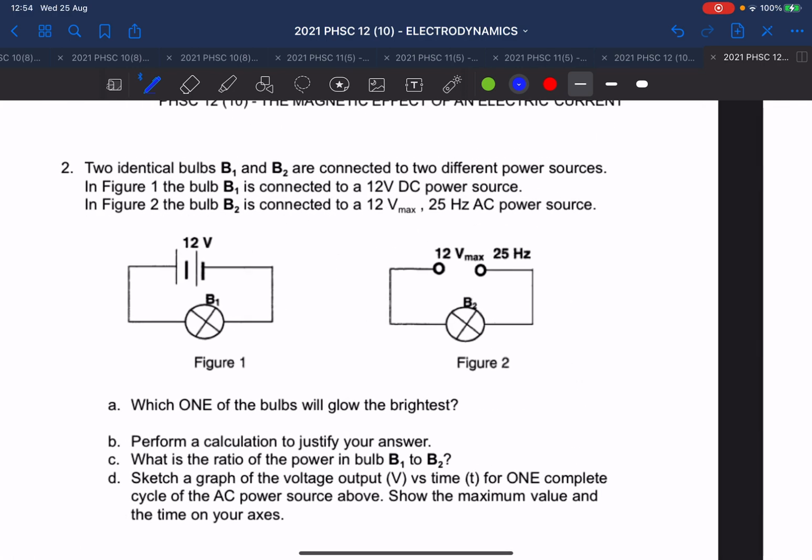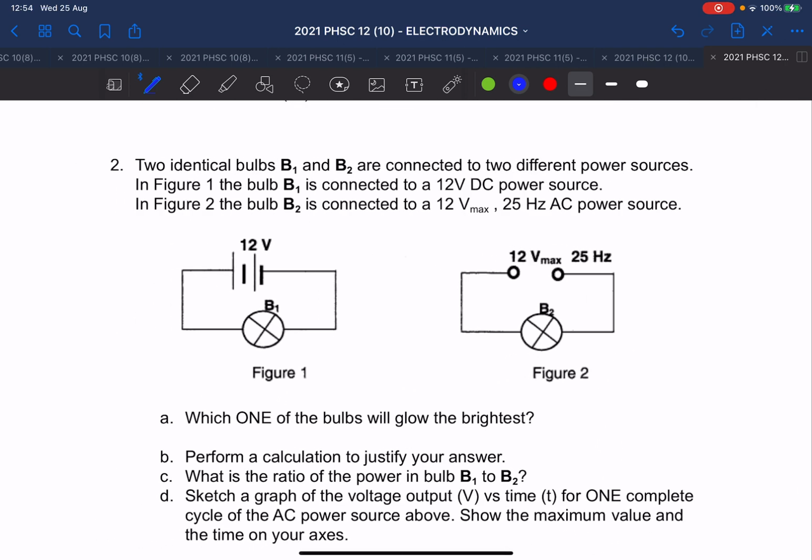Okay, so the next question. It says two light bulbs that you have at different sources. The one has a 12 volts direct current power source, so there you can see a battery. And the one is connected into a plug that tells you the maximum volts that you get is 12 volts, and the frequency is 25 hertz. That just means there are 25 waves per second. Hertz is the number of waves per second.